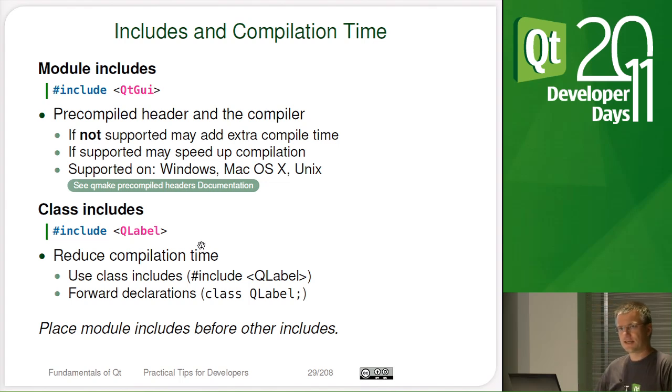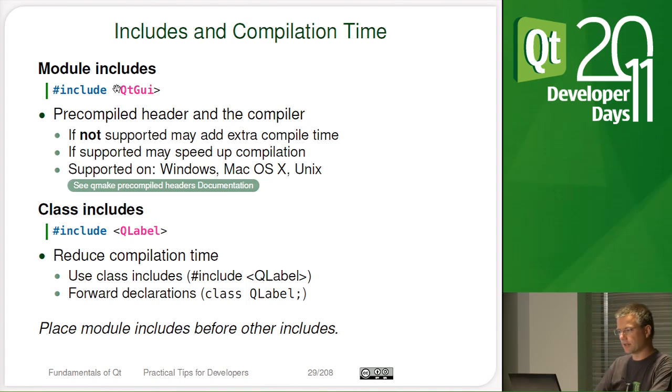If we just include some tiny parts of it, like a Q label, it's better for our compilation time, because it just has to include the tiny parts of Qt. If we include the whole module of Qt GUI, our compilation time increases, of course.